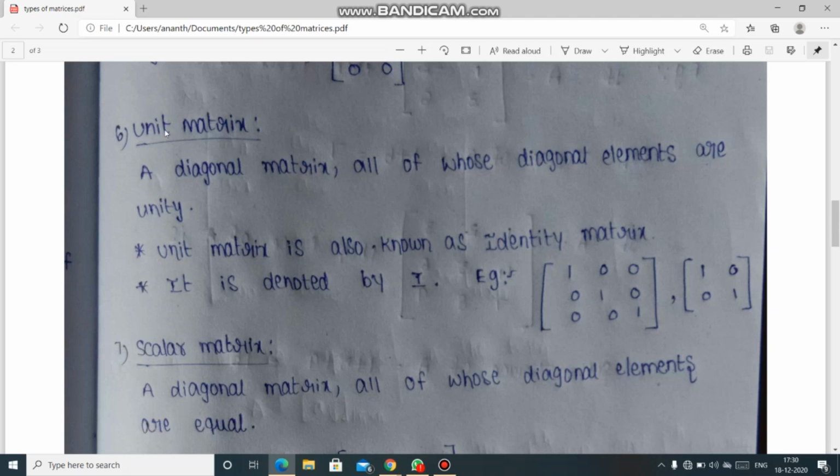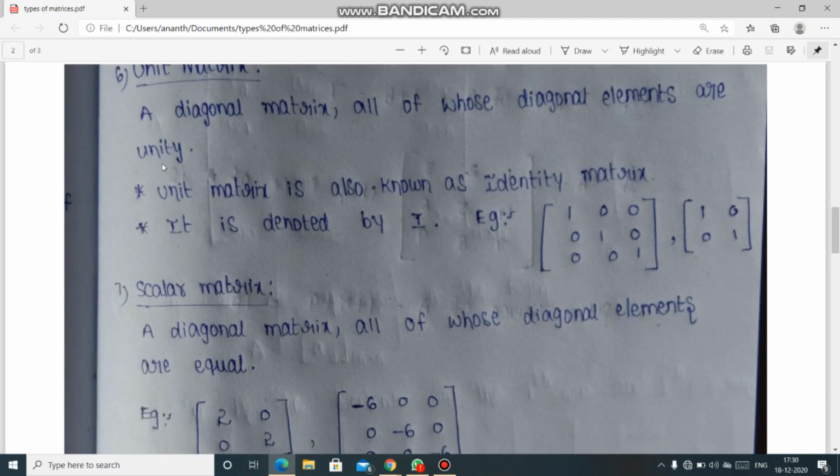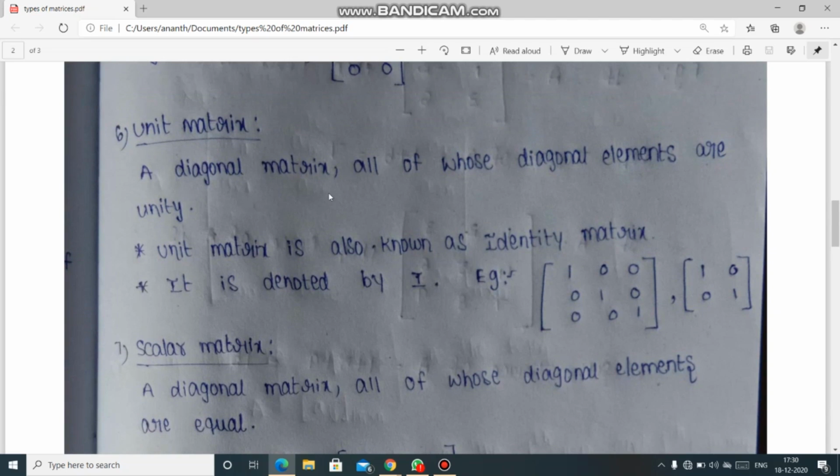The sixth one is unit matrix. Unit matrix means a diagonal matrix. A diagonal matrix is nothing but a square matrix. A diagonal matrix all of whose diagonal elements are unity, or 1. Unit matrix means, once again, a diagonal matrix all of whose diagonal elements are unity, meaning all diagonal elements must be 1.